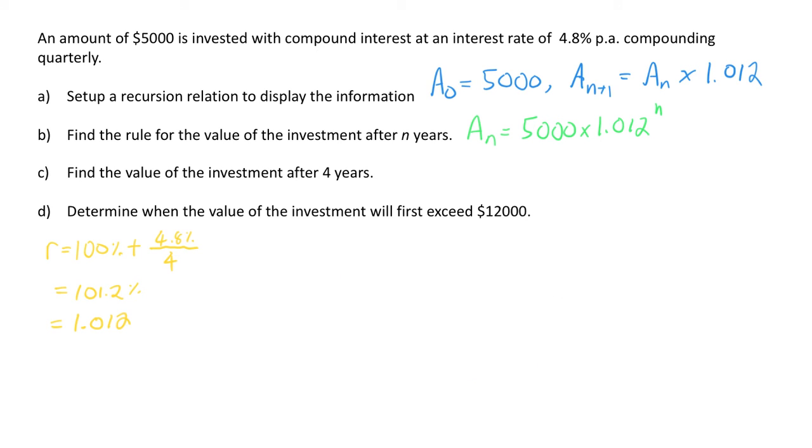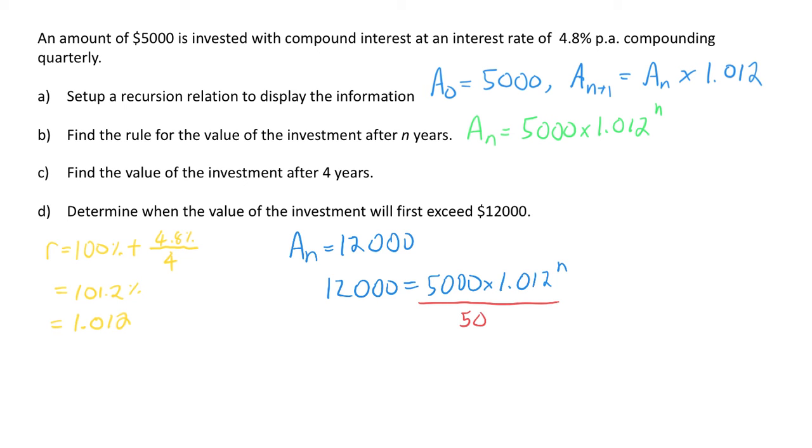So moving on and having a look at D, we want to determine when the value of the investment is first going to exceed $12,000. To do that, I'm going to substitute in 12,000 for my term value. So An is equal to 12,000. So 12,000 is equal to 5,000 times 1.012 to the power of n. And then to simplify, I'm going to divide both sides by 5,000. That leaves me with 2.4 being equal to 1.012 to the power of n.